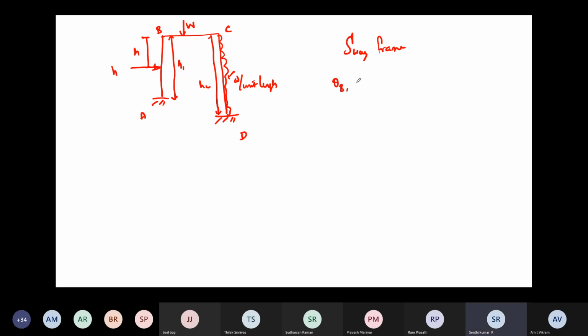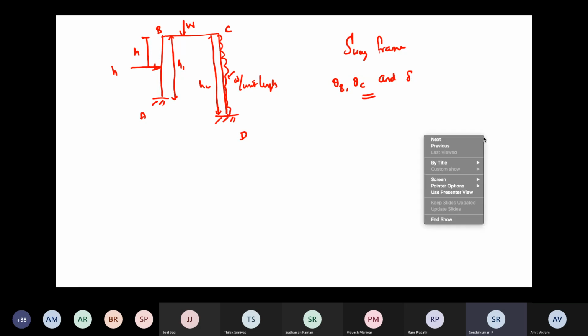Theta B, theta C, and delta. We have 3 unknowns. At the joints, you can write sigma MB equal to 0 and sigma MC equal to 0. From that, you can solve only 2, so we have one more unknown. To solve it, we need one more equation.